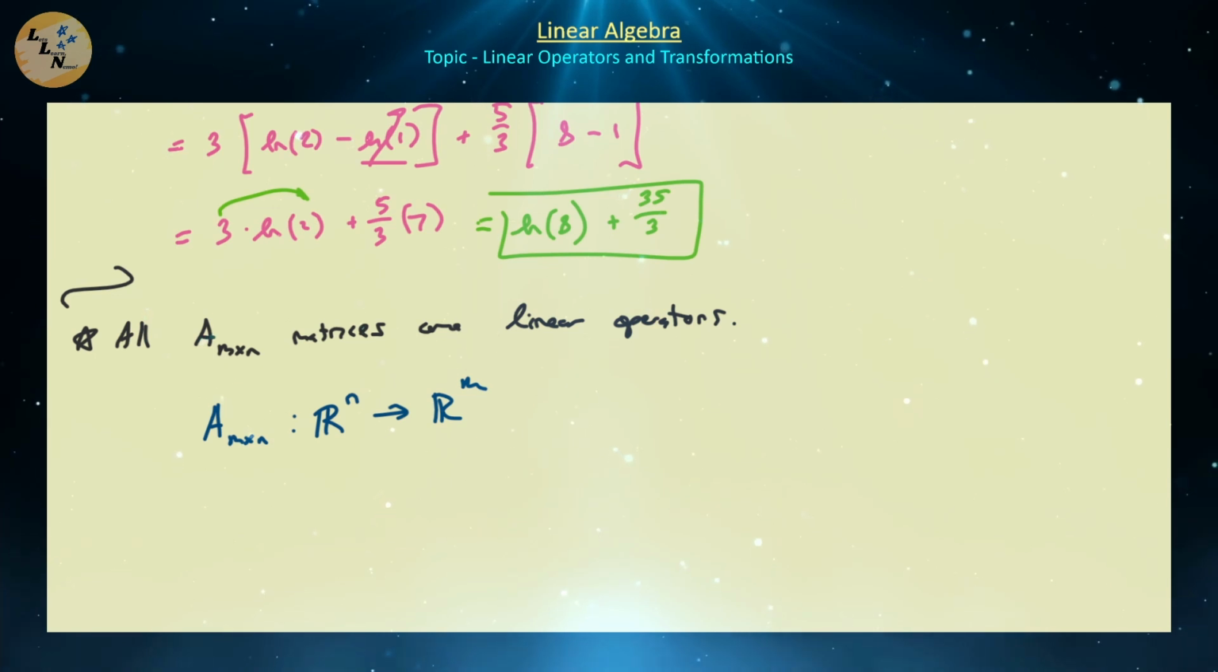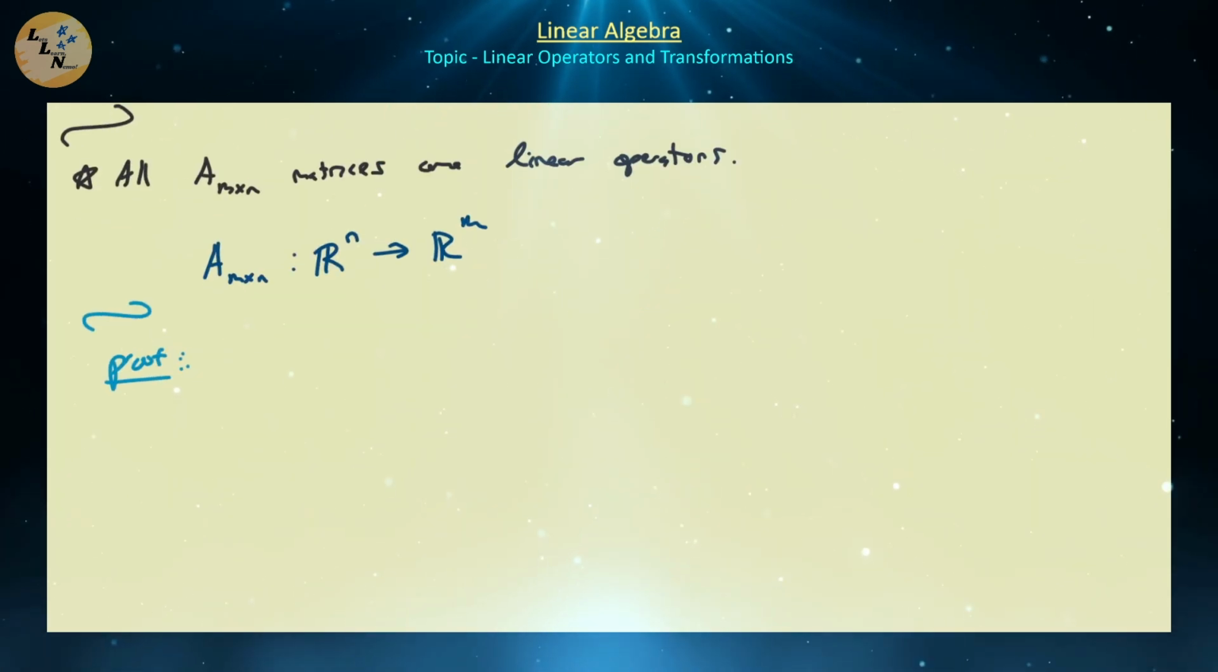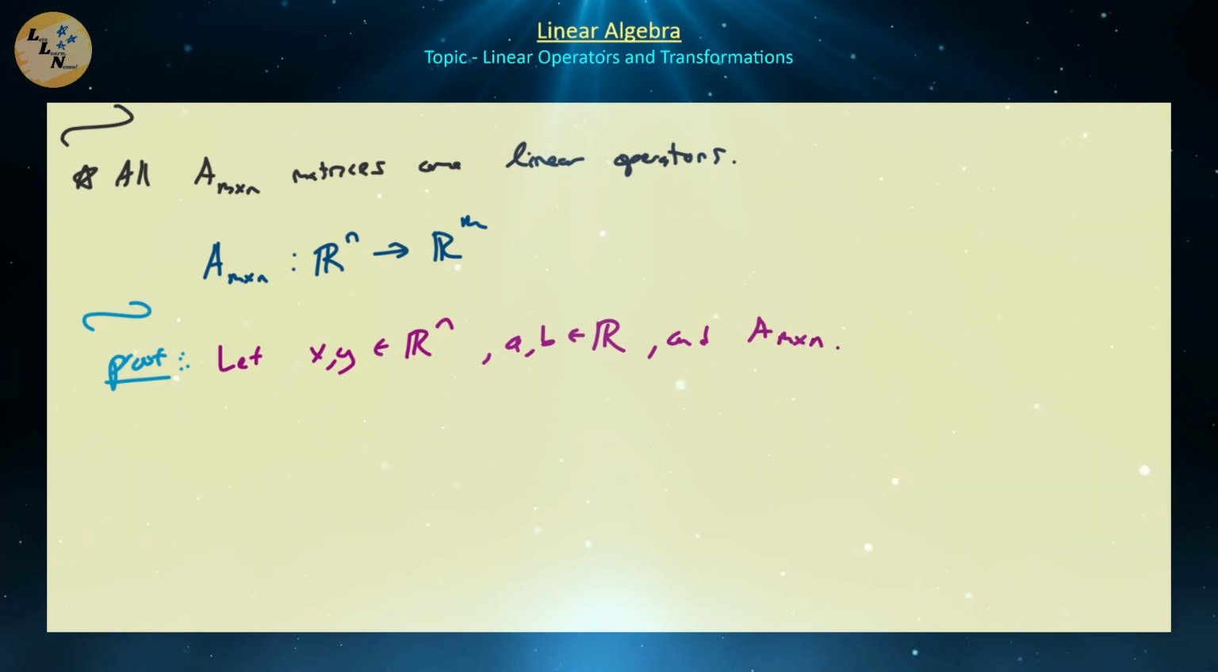Let's give a quick proof of this. So, proof. Since we're in a linear algebra context, a proof of this is not asking for too much. So what we're going to do is let x and y both belong to Rn. We're going to let a and b both belong to the scalar field R, and we're going to let A be an m by n matrix. So what do we have here?